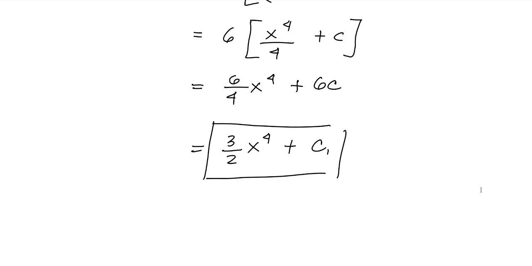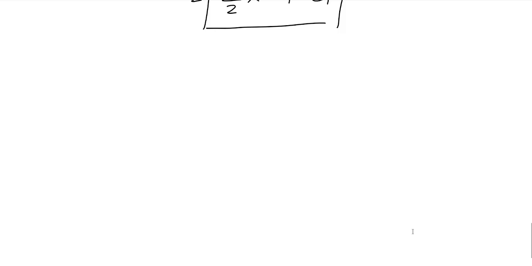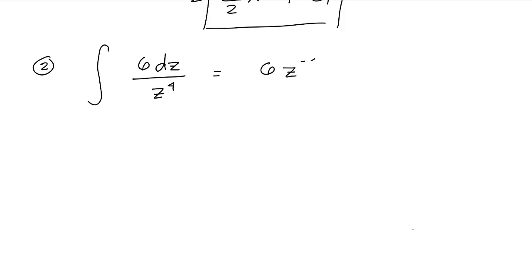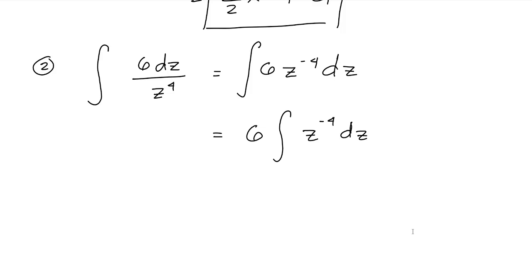Now let's try to have another example. Number 2. The integral of 6 dz over z raised to 4. So how are you going to do this? Remember that you can write this as 6 z raised to negative 4. If you will place this function on the numerator, you will just change the sign of your exponent, d sub z, integral. And just like the previous example, you factor out the constant. This would be z raised to negative 4 d sub z.